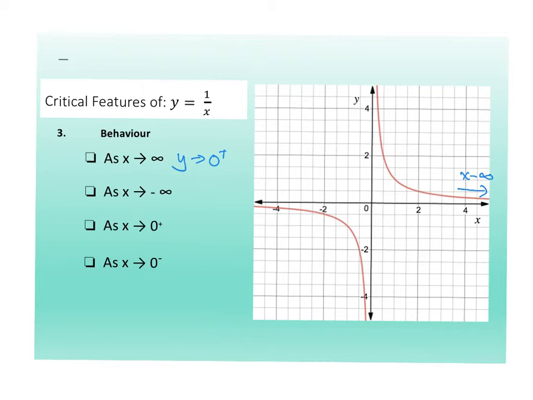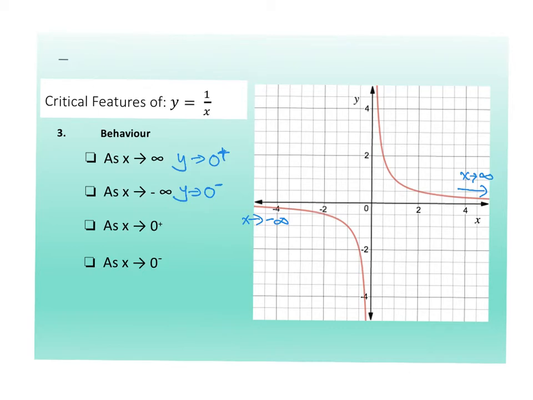And then what about this bit? As x approaches negative infinity, what happens to y? Again, it's the same. Y approaches 0, but this time it is negative because it's below the x-axis, or we call it 0 negative. That positive and negative tells me whether it is above or below the x-axis.